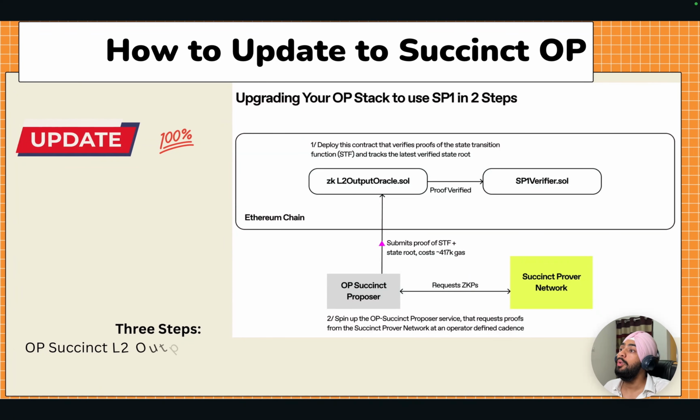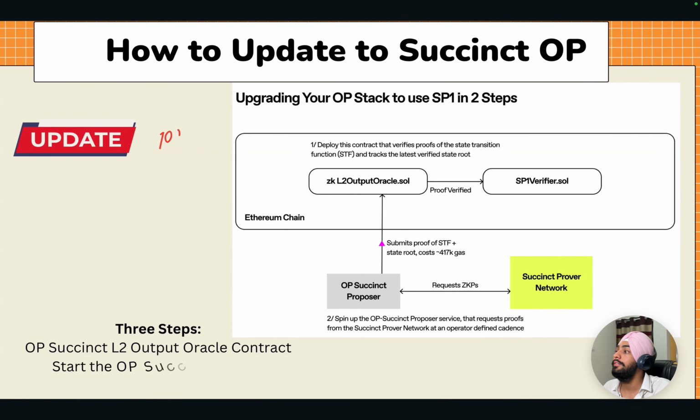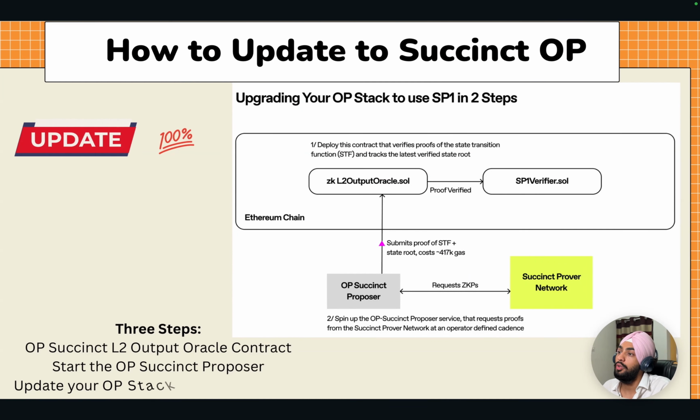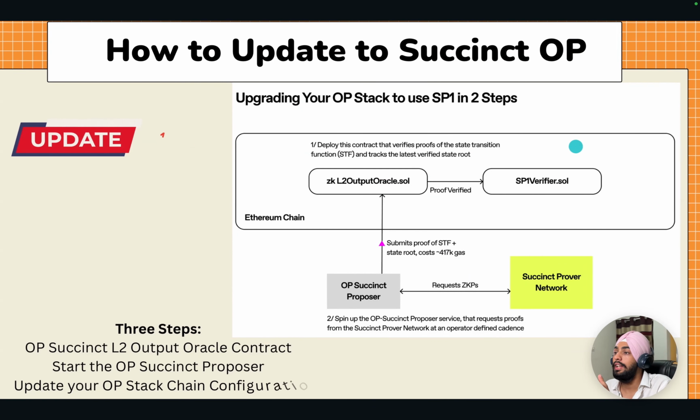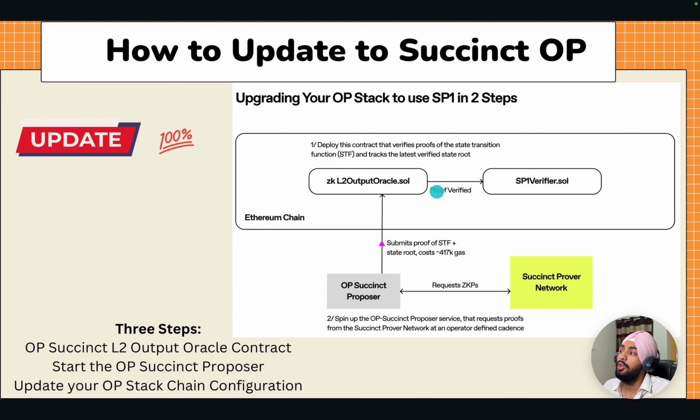So last thing, how can someone upgrade OP Stack rollups using OP Succinct? There are very simple steps to that. The first thing that needs to be done is to deploy the Oracle contract, which we just discussed. So you deploy the OP Succinct L2 output Oracle, then start the OP Succinct proposer service and update your chain configuration, simple as that.